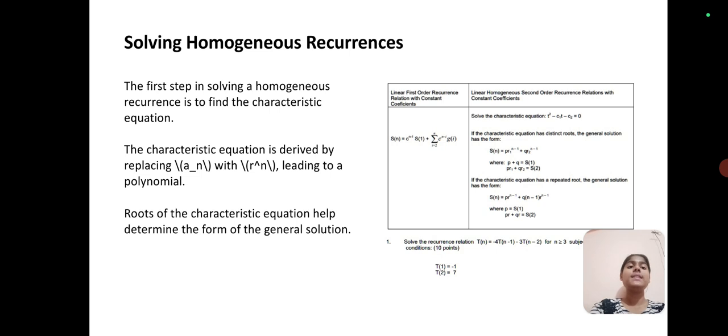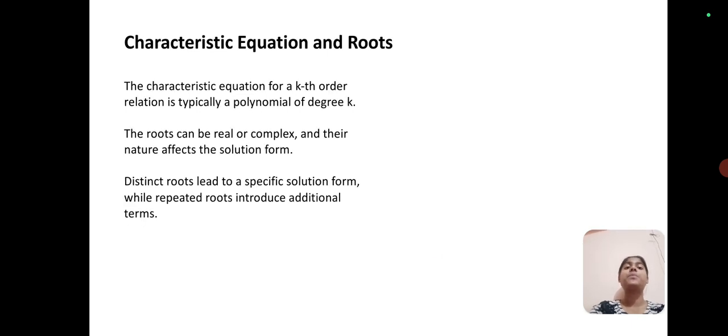Solving homogeneous recurrences. The first step in solving a homogeneous recurrence is to find the characteristic equation. The characteristic equation is derived by replacing a_n with r^n, leading to a polynomial. Roots of the characteristic equation help determine the form of general solutions.